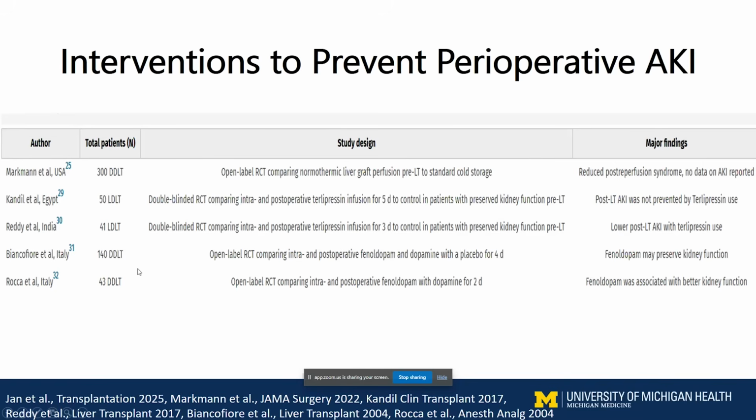use. And then these are two older studies where they looked at fenoldopam that may preserve kidney function. But these studies were from 2004, and I haven't seen any further studies with fenoldopam in recent days.